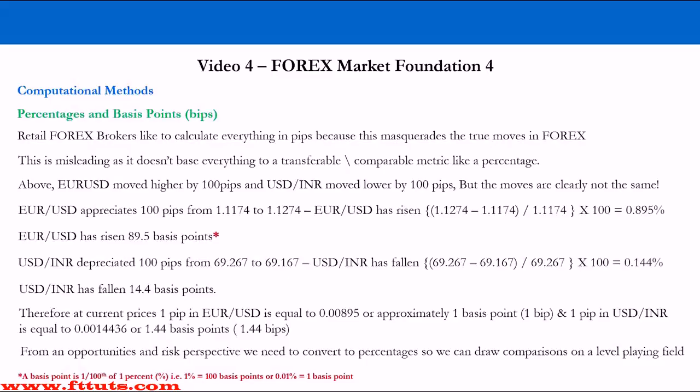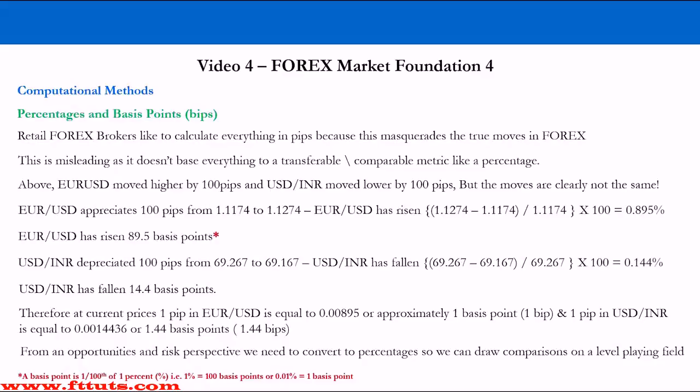So the current price, if you work it out in euro dollar, we can work out from that what 1 pip is equivalent to in basis points. So in euro dollar, 1 pip is equal to 0.0895 percent. And in dollar rupee, 1 pip is equal to 0.00144436. So it's equal to 1.44 basis points.